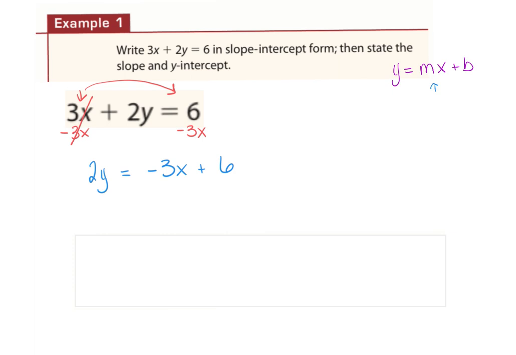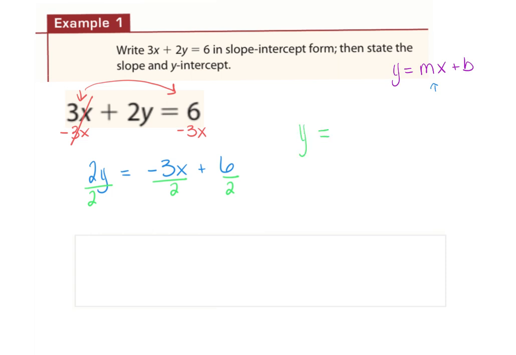My y is still not by itself. What is with my y right now? A 2. And so it is being multiplied by a 2. I'm not going to add or subtract that 2 over. I'm going to divide it over. Dividing it here just gets the y by itself. I have to divide every single piece, though, by that 2. Every single piece.